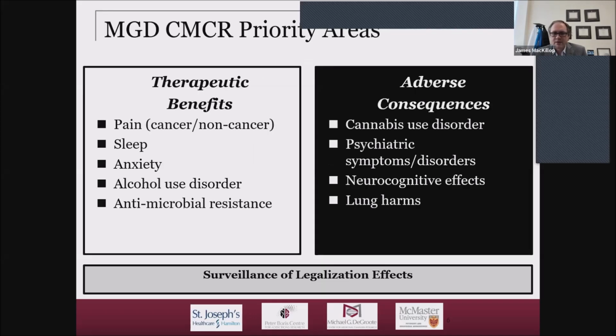So these are our priority areas. I presented these on Monday also, and obviously they haven't changed, but they do very much shape the priorities for this talk. I'm going to be really zeroing in on adverse consequences of cannabis use. As I said, cannabis use disorder, cognitive consequences, and these are 2 of our priority areas. I'll also touch on psychiatric symptoms and lung harms too. We won't be talking about therapeutic benefits at all or legalization effects.